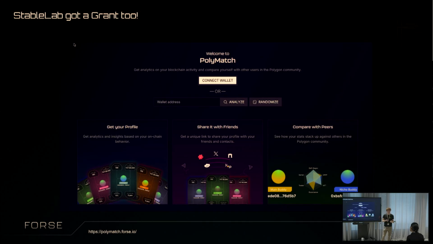StableApp got a grant too. We built something called Polymatch, where you can find friends on the blockchain based on your transactions. So we just look at what protocols you interacted with, and then we find your match. This is obviously a gimmick. We didn't get too much for it, but high enough.